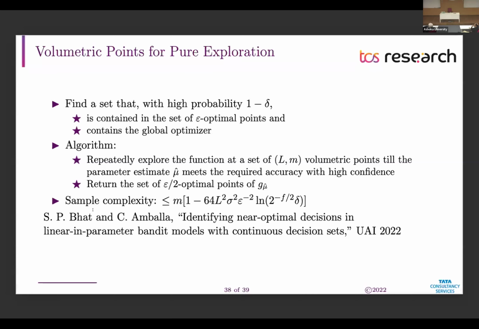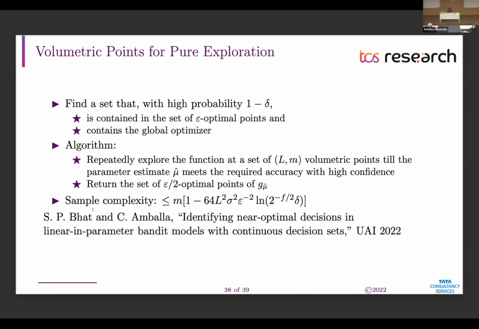What we showed is that if you simply repeatedly explore this function at volumetric points, the math goes through and you can estimate it. Use our concentration bounds to decide when to stop, and when you stop, you do what I was showing with the red curve and the blue curve. You take your estimated curve, find the epsilon by 2 optimal points for that, and return that as your set. We showed this has a certain sample complexity, and so on. This is given in this paper.